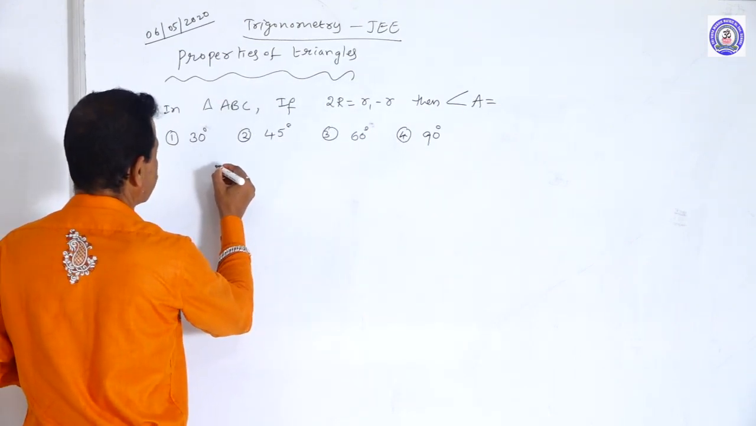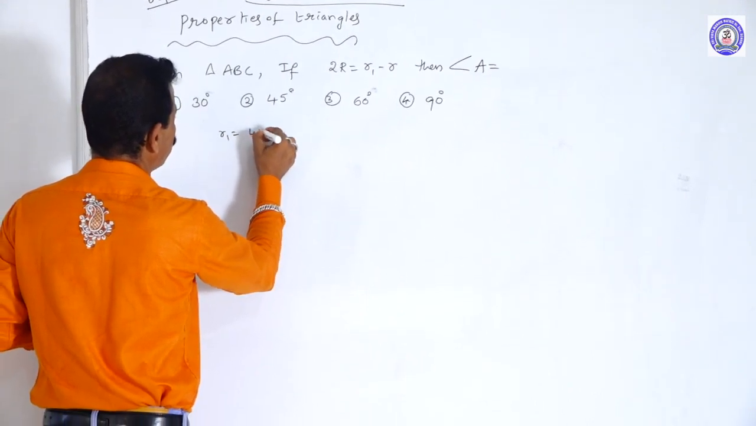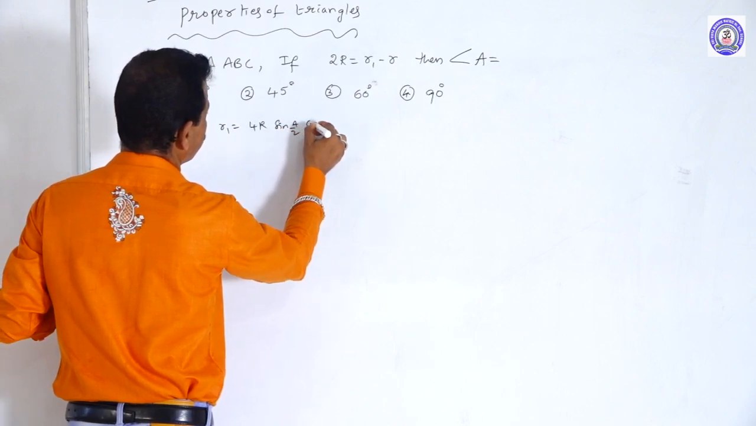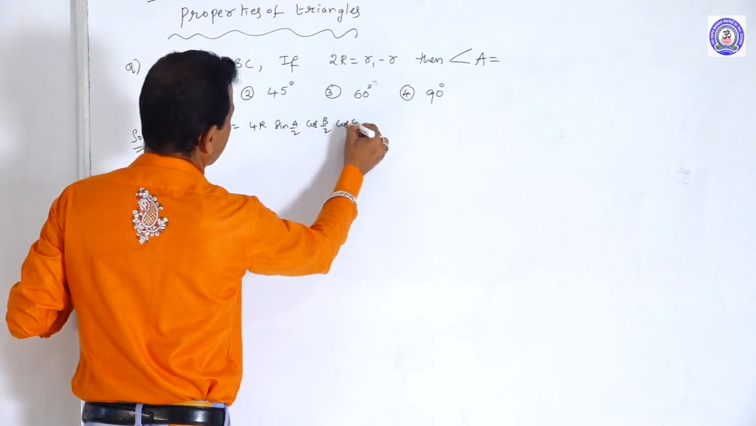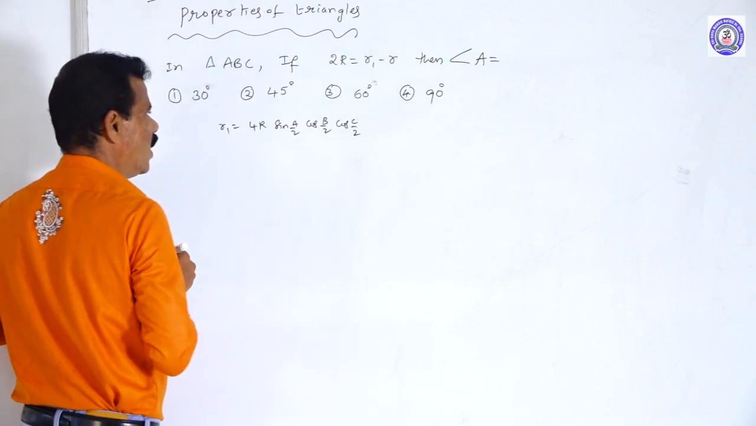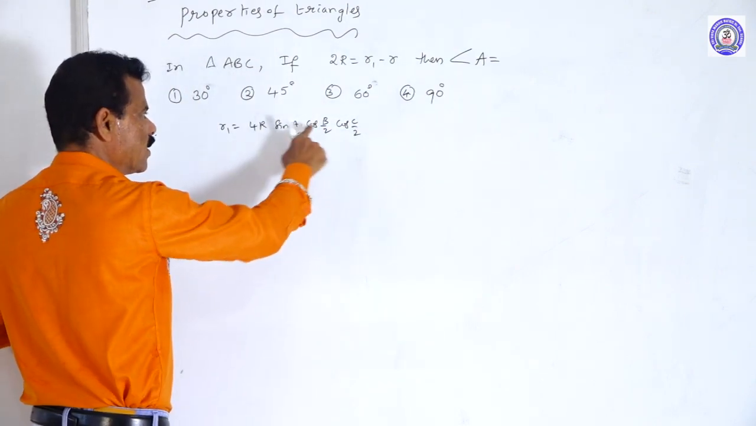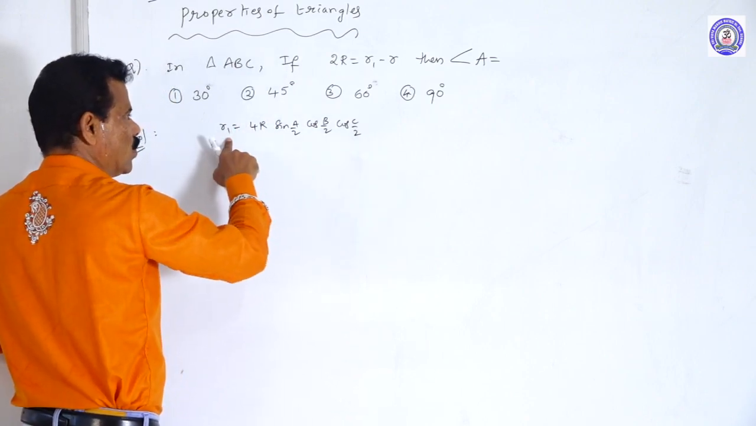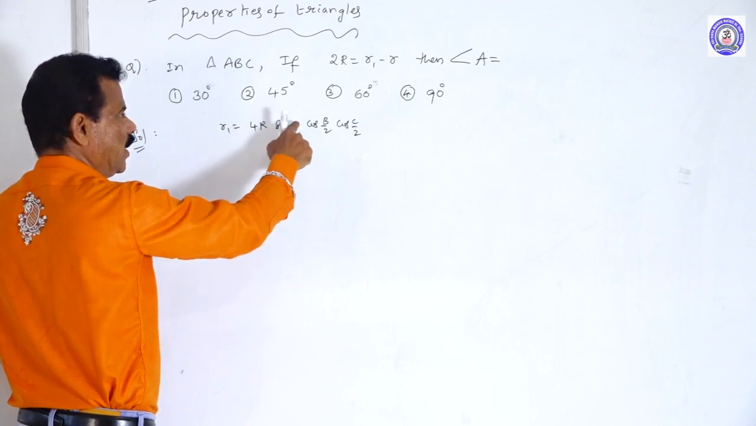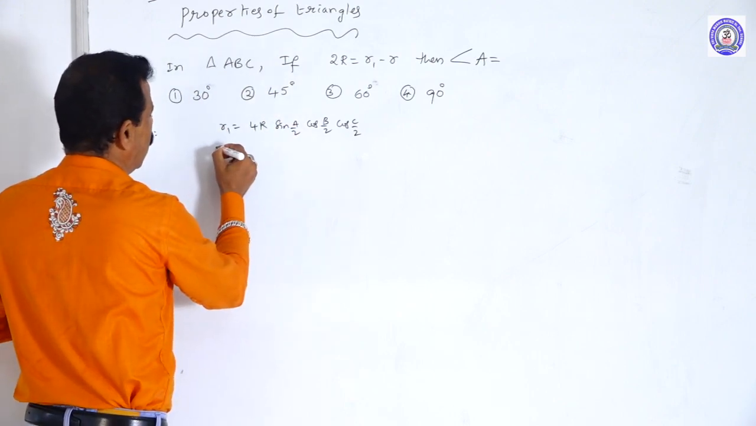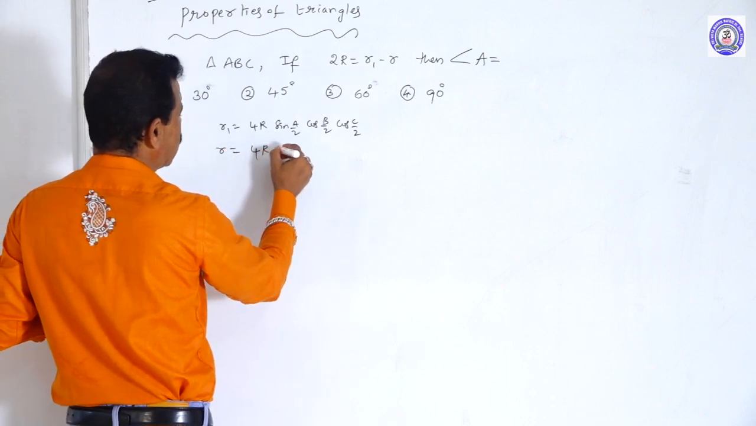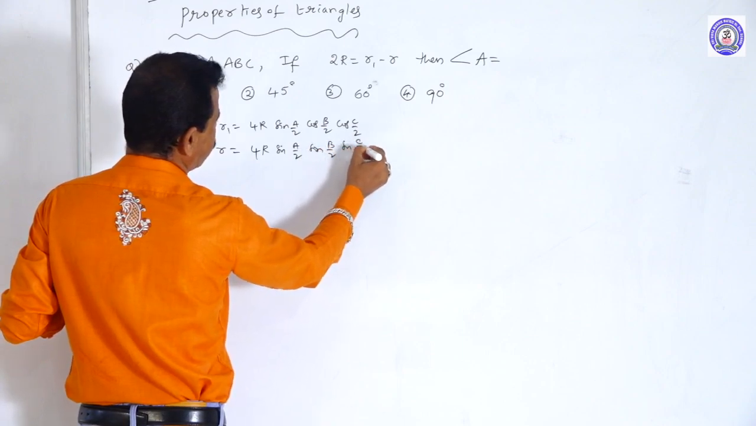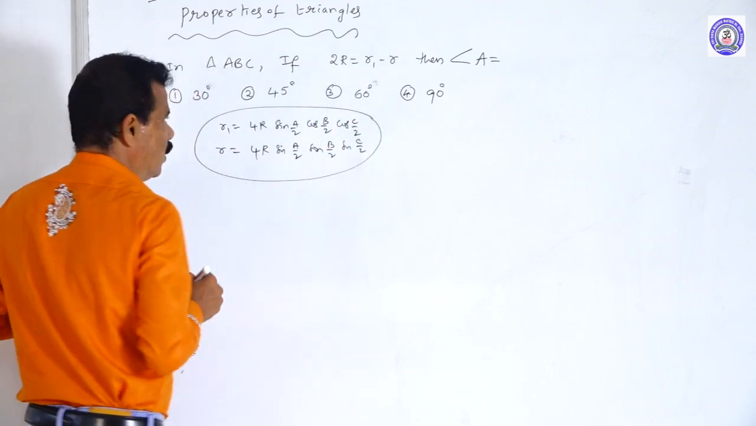So the formulas: R1 is equal to 4R sin A by 2 cos B by 2 cos C by 2. This is R1. If it is R2, sin B by 2 here; if R3, sin C by 2 here. And R is equal to 4R sin A by 2 sin B by 2 sin C by 2. These are the formulas.